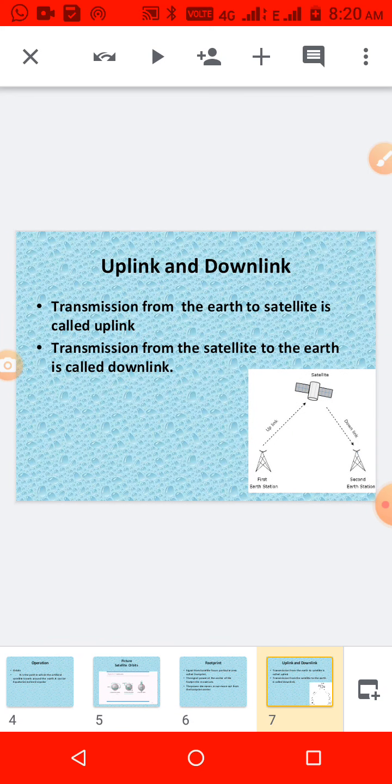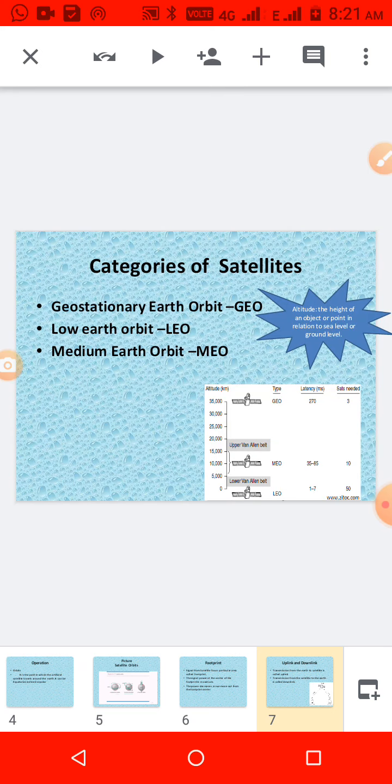What do you mean by uplink and downlink? Transmission from one earth station to the satellite is called uplink, and from the satellite to another earth station is called downlink. For example, if we are transmitting data from one earth station to another and it is not possible on the earth, we transmit to the satellite, and from the satellite the data is transferred to the second earth station. Passing the data from the first earth station to the satellite is called uplink, and from the satellite to the second earth station is called downlink.